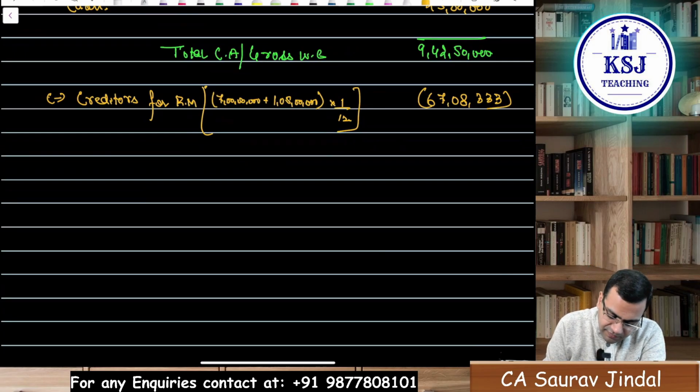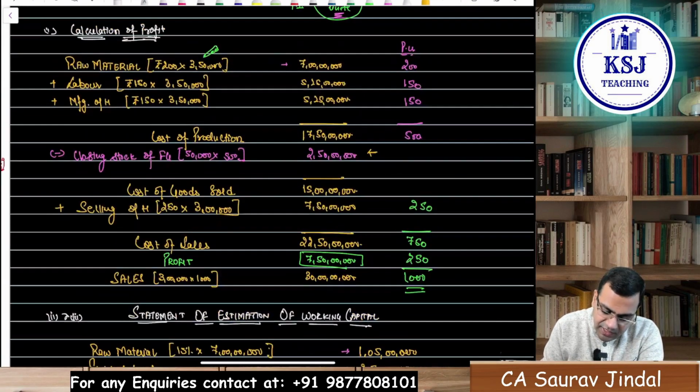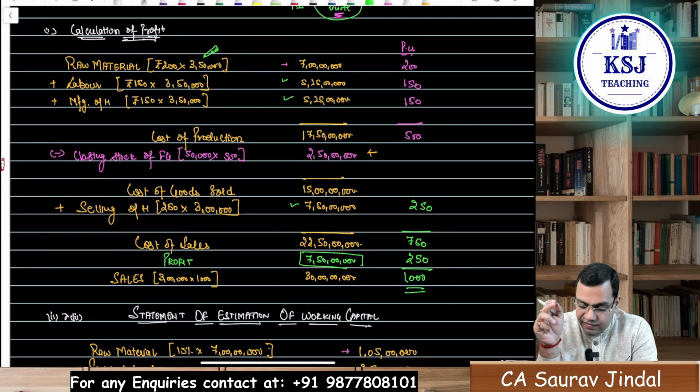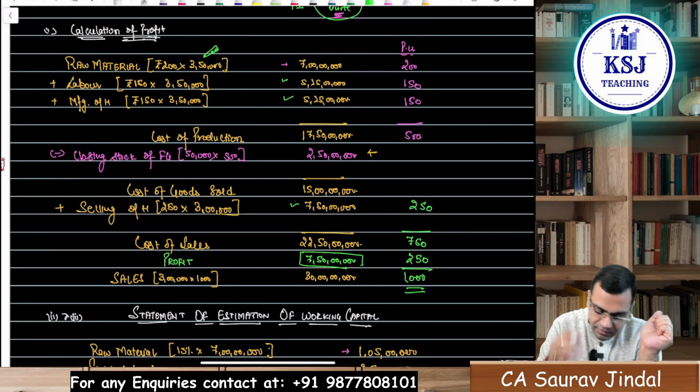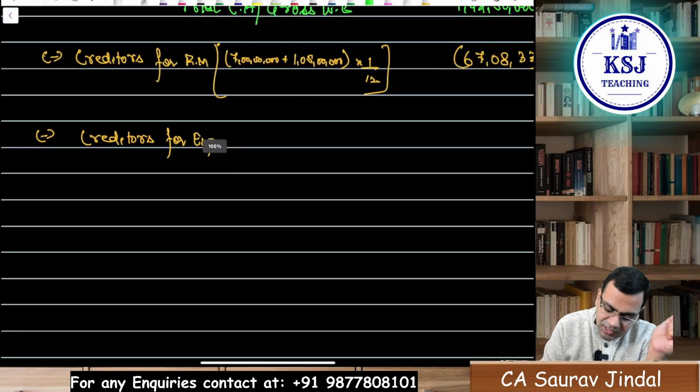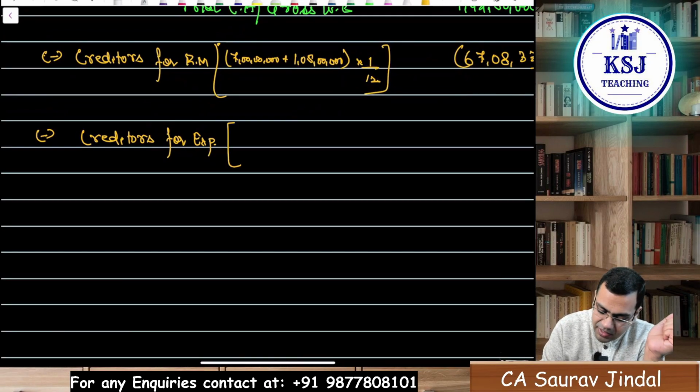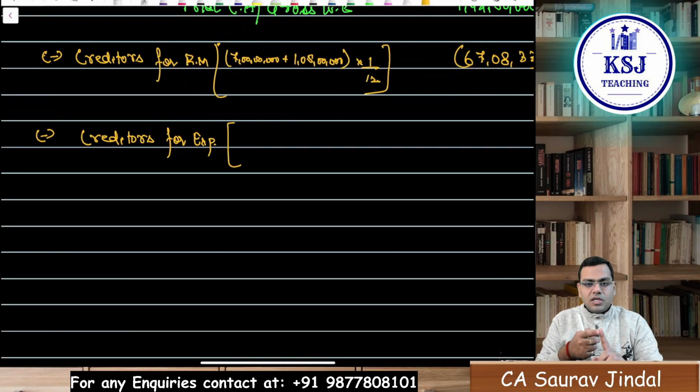Now, the next thing that you will take is creditors for expenses. Now, in the expenses, what will you take? You will take the labor cost, manufacturing overheads and selling overheads. Right? So 10 crore 50 lakhs plus 7 crore 50 lakhs, that is 18 crore of expenses. Why? Because for expenses the lag period is the same, that is going to be 1 month. So in total, expenses will be 18 crore. How 18 crore? Listen very carefully: labor cost plus manufacturing overheads plus selling overheads.